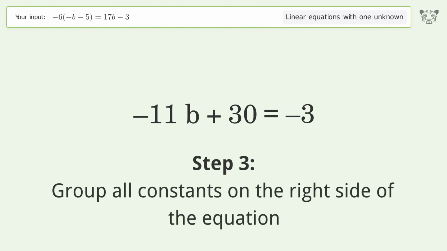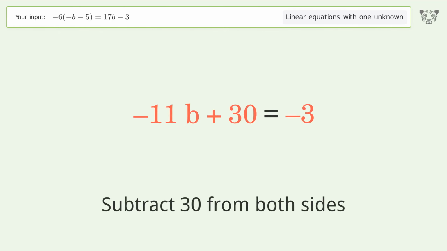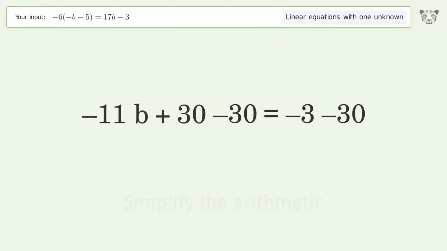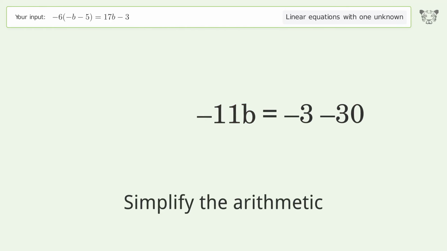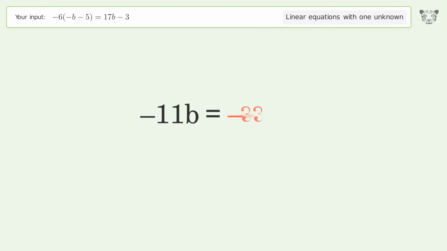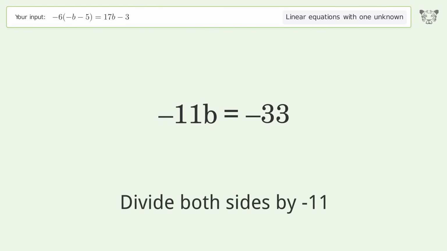Group all constants on the right side of the equation. Subtract 30 from both sides. Simplify the arithmetic. Isolate the b. Divide both sides by -11.